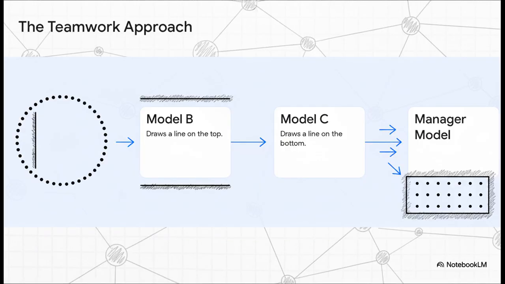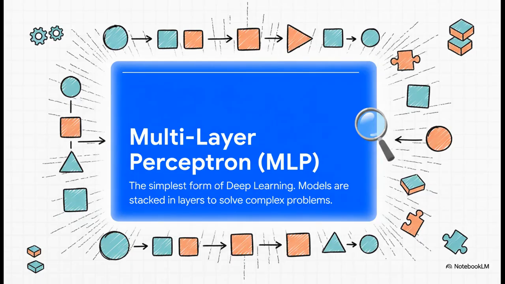Picture this. You have a few of these simple models, right? Let's say Model A draws a line on the left side of our dots. Model B draws one across the top, and Model C draws one along the bottom. Now, individually, none of them solve the puzzle, not even close. But then you bring in a manager model. Its job is to look at all those simple lines and combine their answers in a smart way. And suddenly, together, they can form a box, or even something kind of like a circle, perfectly fencing in those dots. And that right there, that is the core idea behind a multi-layer perceptron, or MLP.